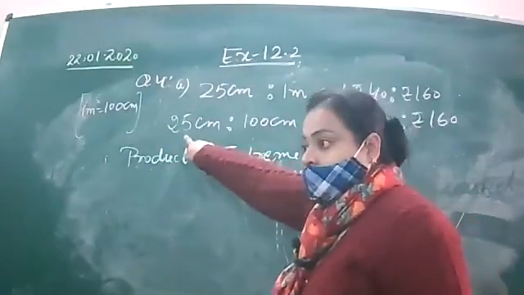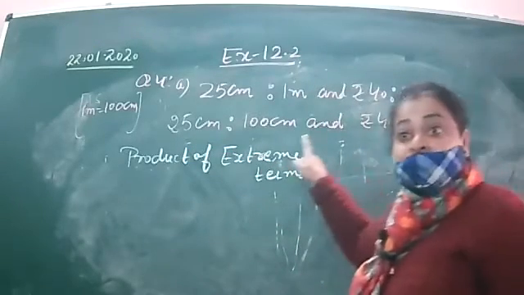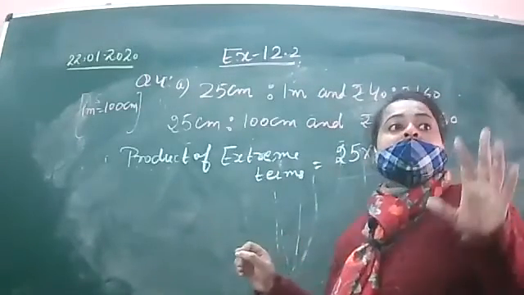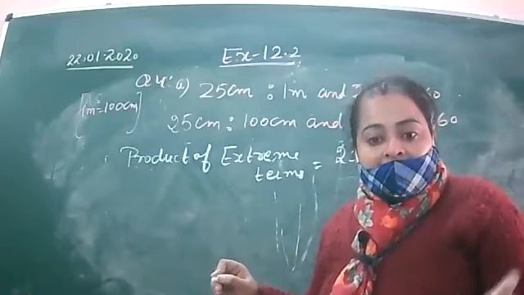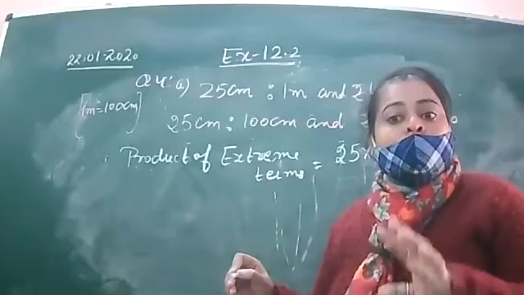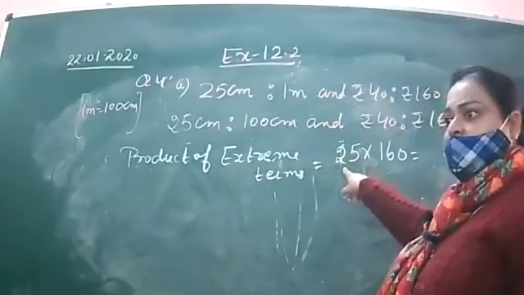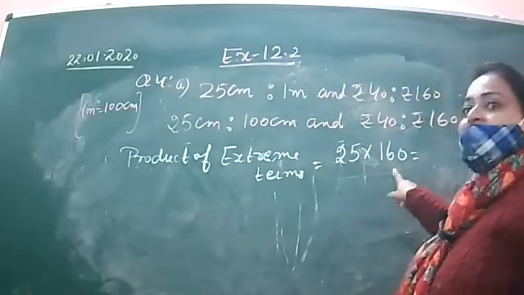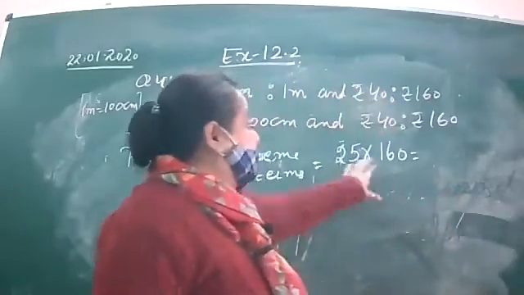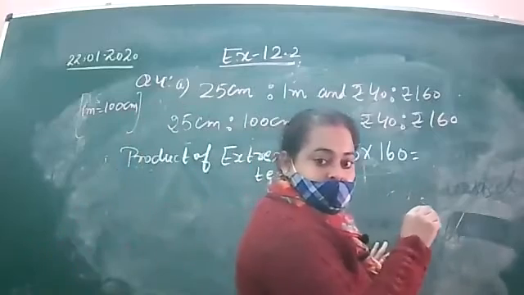Now 25 is extreme as well as 160 is extreme. So 25 multiplied by 160, no need to write units. Whenever you find the product of extreme terms or middle terms, no need to write the units. No need to write centimeter with 25 and rupees with 160. You will write numbers only. Now multiplying, you will get 4,000.